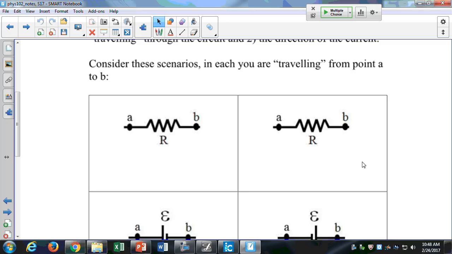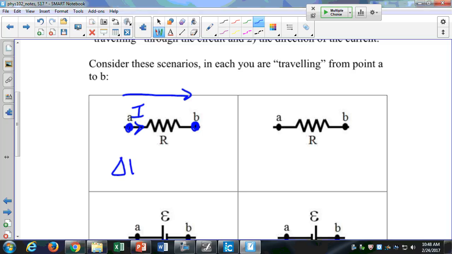And for this first one, let's imagine that the current is to the right. So here we'll imagine that my current is from left to right, and I'm traveling in this direction, going from point A to point B. In this case, your resistor acts like resistors act. That is, they cause a change in potential that is negative. My change in potential is negative IR.